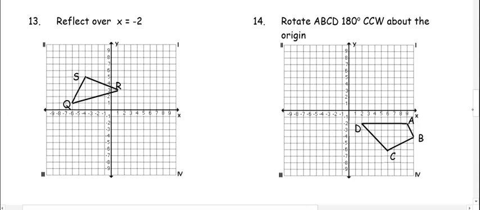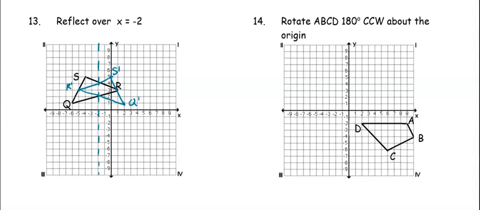In number 13, we want to reflect over the x = -2 line. So x = -2 is a vertical line. So we count how far we are away from the line and go that many the other direction. So S is 2 away. We go 2 the other direction. That's S prime. R is 3 away. So we go 3 the other direction. That's R prime. And Q is 4 away. So we go 4 the opposite direction. And then we can connect our points.